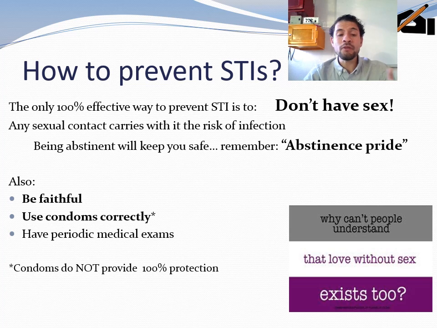Okay? Remember, any sexual contact carries with it the risk of an infection. Don't forget that. Every single type of physical contact or sexual contact, to be more specific, can give you an infection. Okay, being abstinent will keep you safe. When we talk about the word abstinent, we refer to sexual abstinence, not engaging in sexual activities until you get married. Okay, and that is something that we should be proud about.